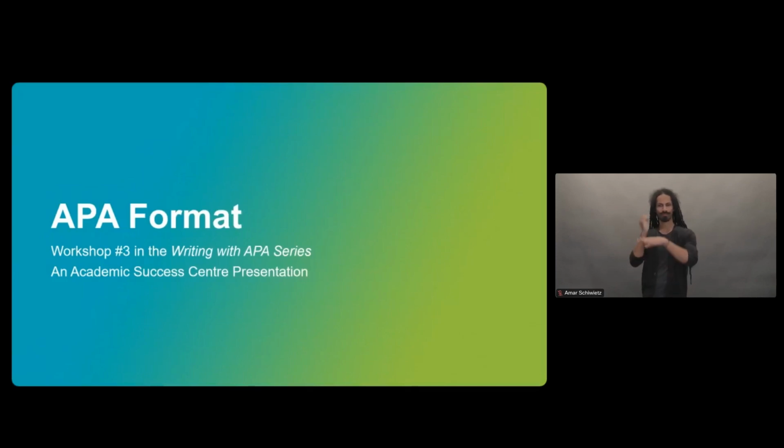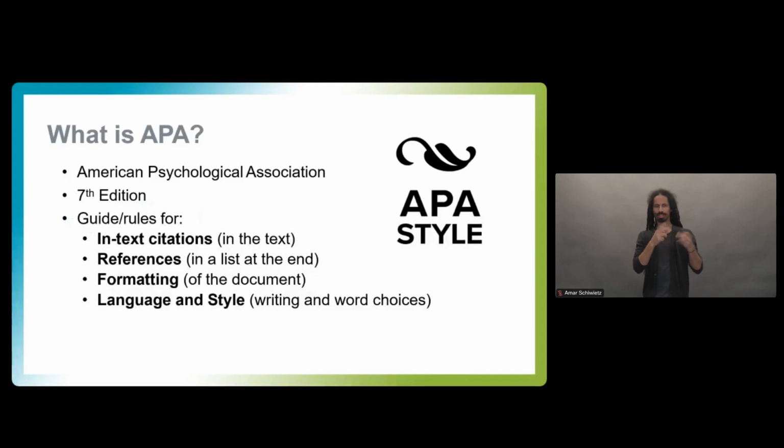This is workshop 3 in the Writing with APA series put on by the Academic Success Center here at RRC Polytech. So in the previous 2 workshops, citations have been introduced as well as references. So this is just a quick review of the parts of APA that this workshop series is focusing on. And today we're at bullet point number 3. We're in the formatting of the document.